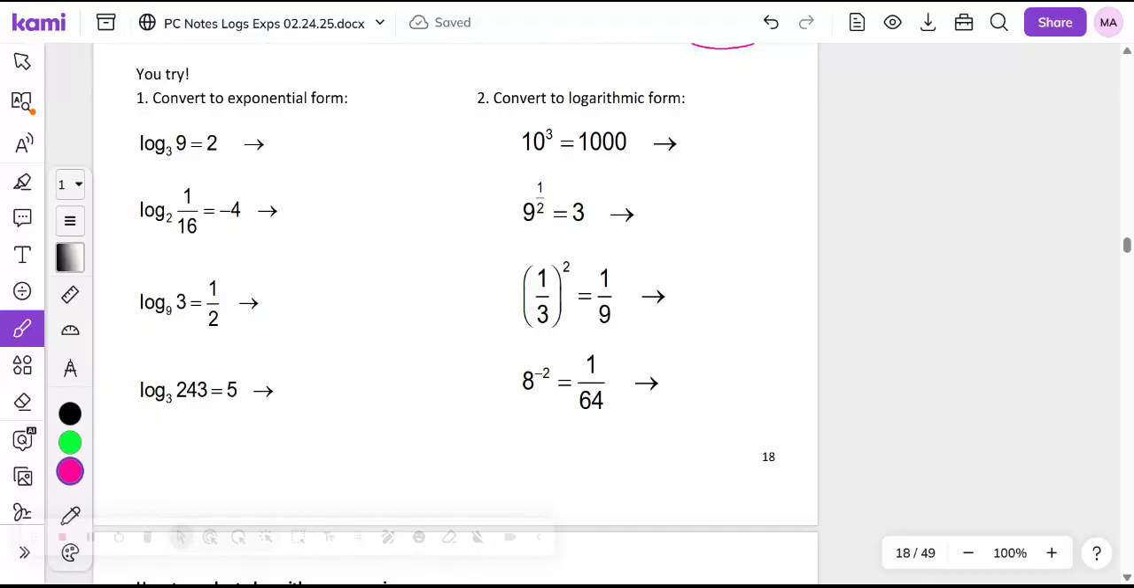What I want you to do is stop the video and convert these into exponential form and these into logarithmic form. It might be helpful to make this little e. Let's see what you can do. Pause the video.